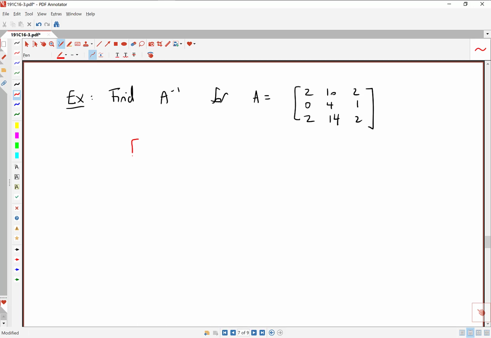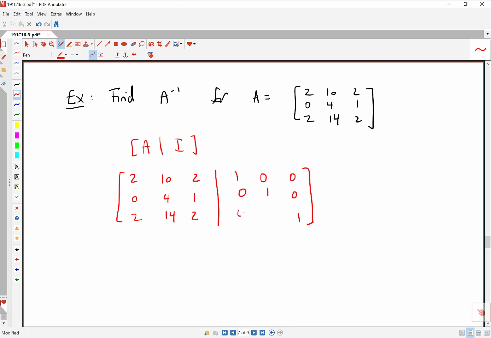So first thing we're going to do is write down our matrix A, and beside that, we're going to write down the identity matrix. So that's matrix A exactly as it was given to us, and beside that, the identity matrix. So that's got ones along the main diagonal from the top left to the bottom right, and it's got zeros in all the other positions. So what we want to do is turn this left side into the identity matrix using the 3 legal row operations that we just talked about.